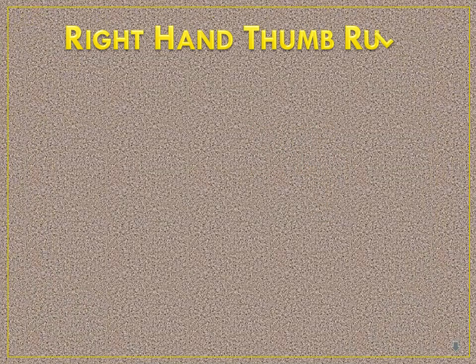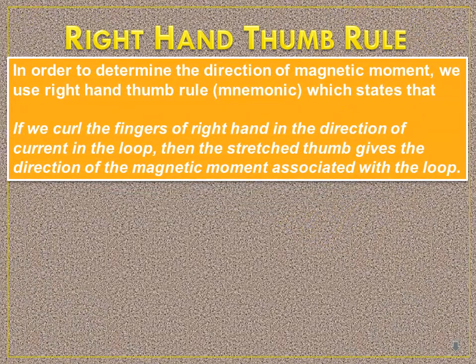Next one, the right hand thumb rule. In order to determine the direction of the magnetic moment, we use the right hand thumb rule. The mnemonic, meaning a way to remember, states that if we curl the fingers of the right hand in the direction of the current flow, then the stretched thumb gives the direction of the magnetic moment associated with the loop.